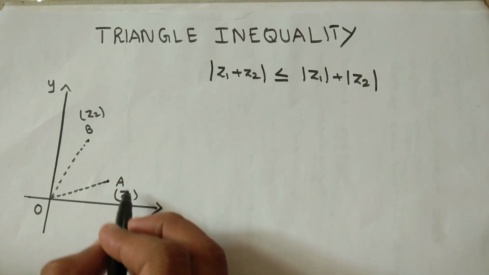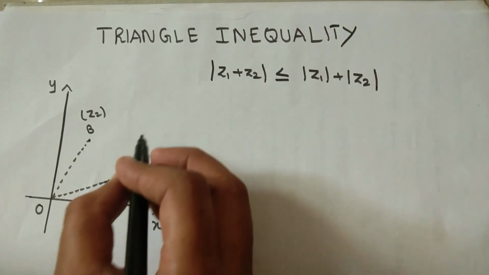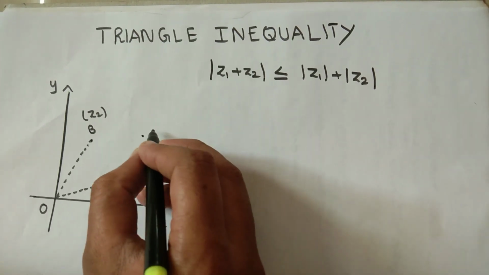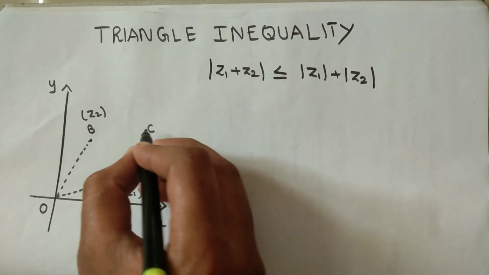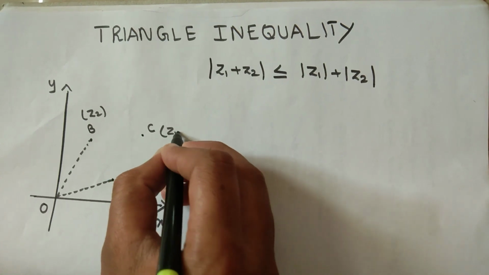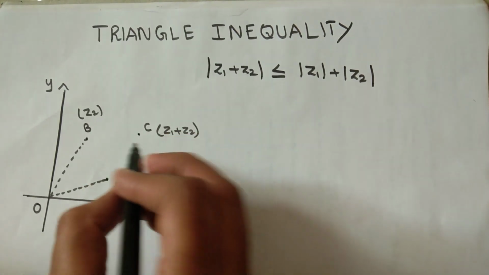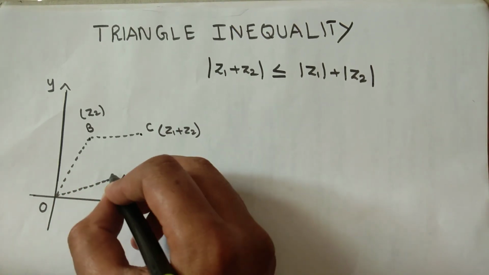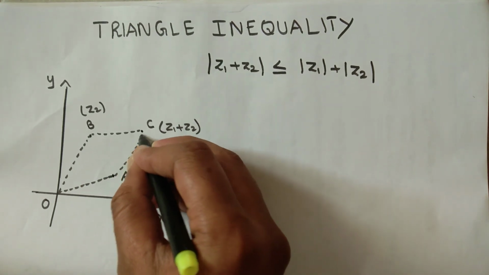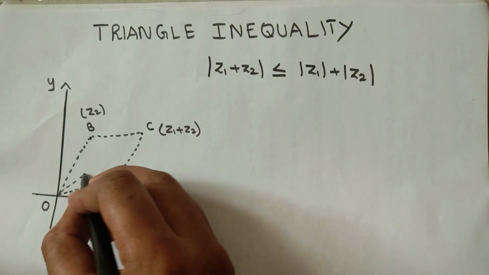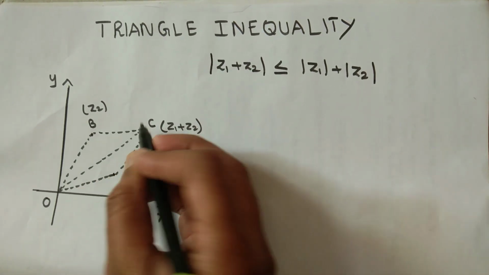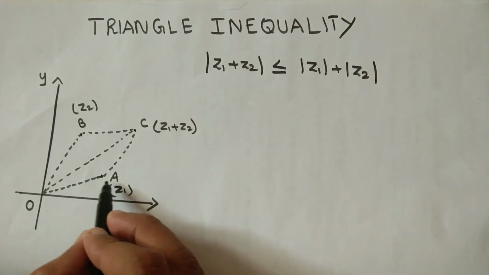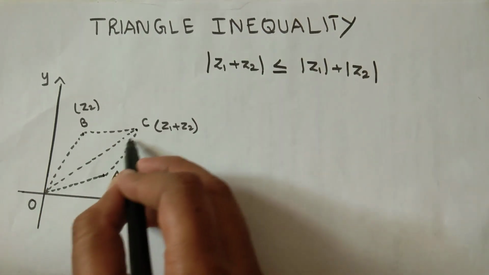If we add z1 and z2, the point will be there. The result will be here. That is, name it as C. This point is sum of two complex numbers. So now join these points and also connect OC. Now find the distance of OA, OB and OC.